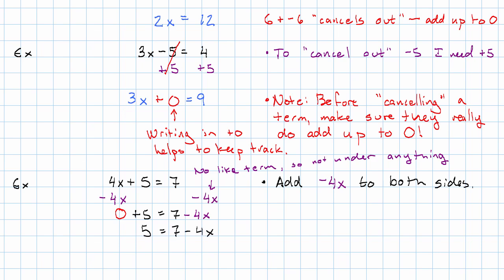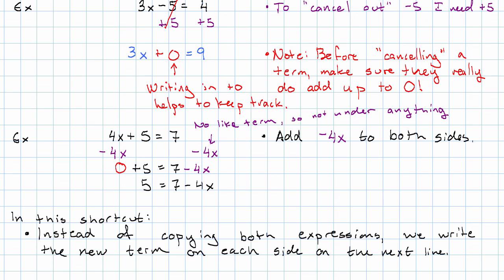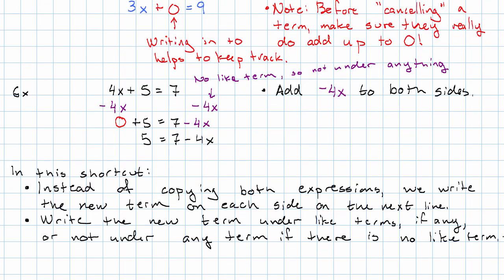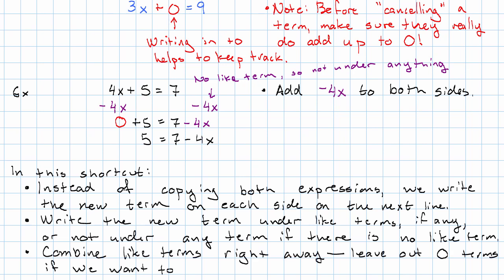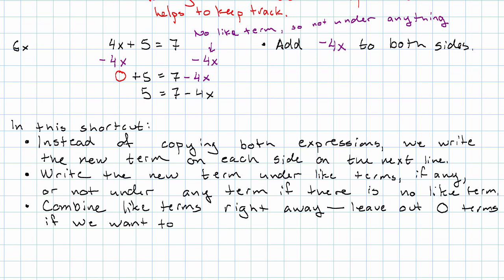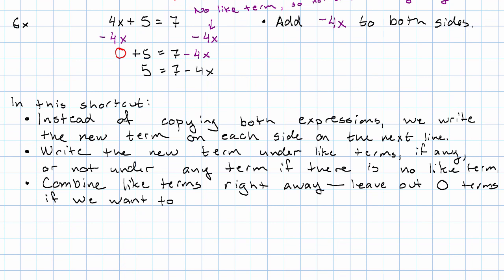So, what's going on with this shortcut? Instead of copying both expressions, we'll write the new term on each side on a new line. We'll write the new term underneath the like terms if there are any. If there are no like terms, we'll just write it to the side. And then we'll combine like terms right away. And we may or may not write in 0 terms, depending on how much there is to keep track of. In future videos, I am going to be using this shortcut. However, if you find that you often make mistakes this way, there is no need for you to use this shortcut.